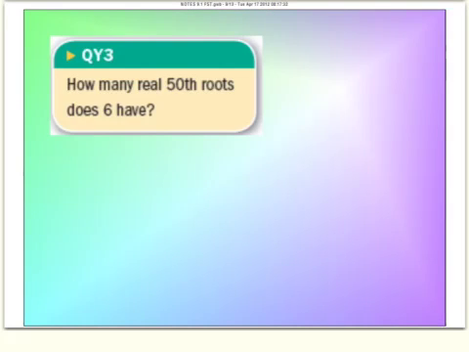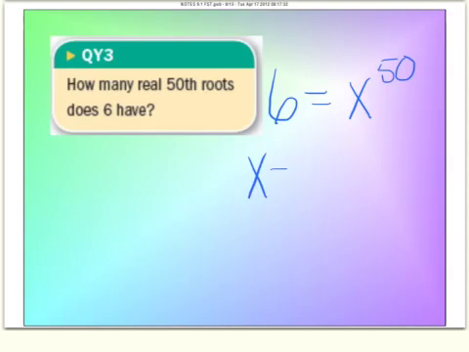Now here's what I want you to think about. How many real 50th roots does the number 6 have? So what that's saying is this: 6 is equal to some number to the 50th power. What number would that be? As you think about it, you could solve for x, by the way. x would be equal to 6 to the 1/50th power, and you'd get your calculator out. And you're going to get one answer on your calculator.